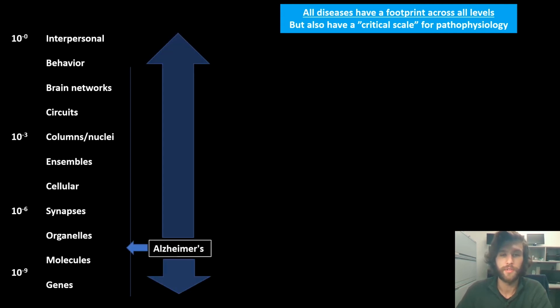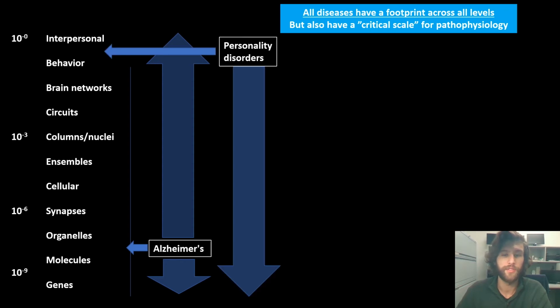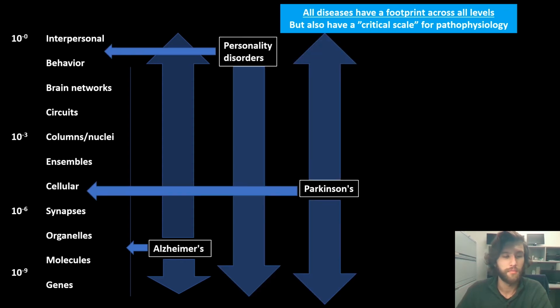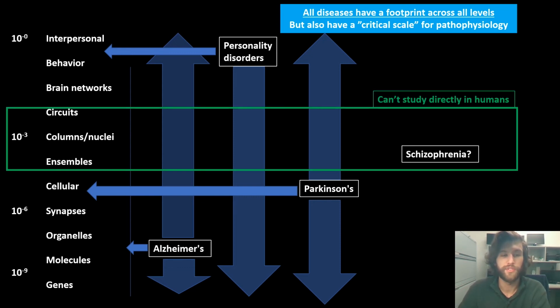Conditions such as Alzheimer's or Parkinson's disease may result from cellular dysfunctions or molecular interactions gone awry. Other psychological conditions may result from deficits at the behavioral or interpersonal levels. We think that schizophrenia may result from abnormalities at the circuit or ensemble level, local levels of sensory processing, or even ways in which brain networks, sensory cortices, communicate with each other.